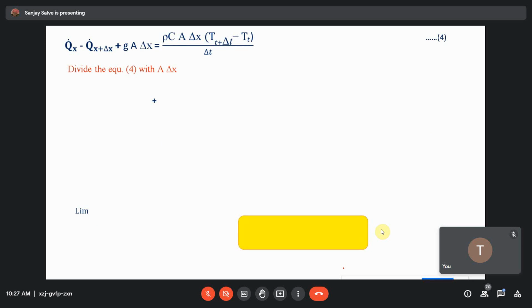Now divide equation 4 by the volume. Volume is area into del x. So when we divide it, you will have minus 1 upon A, Q dot x plus del x minus Q dot x, upon del x, correct? Is equal to, plus, because we divide all the equation by area into del x. So again, area into del x. For your simplification, I am doing this.